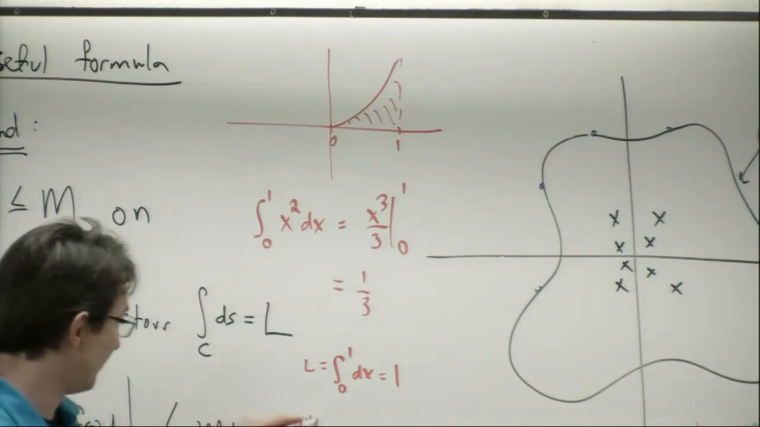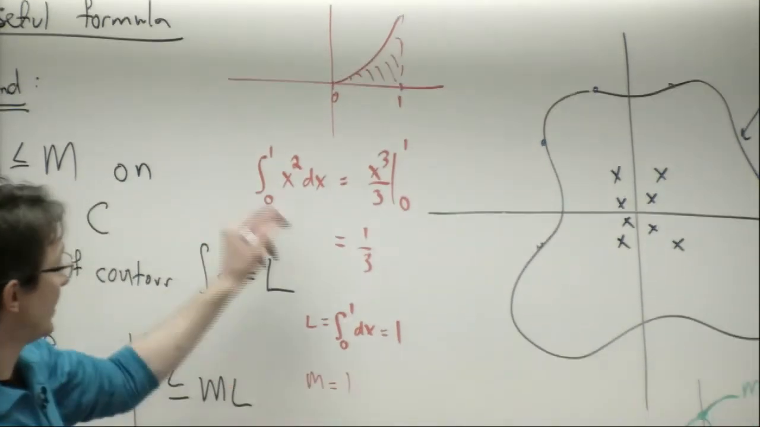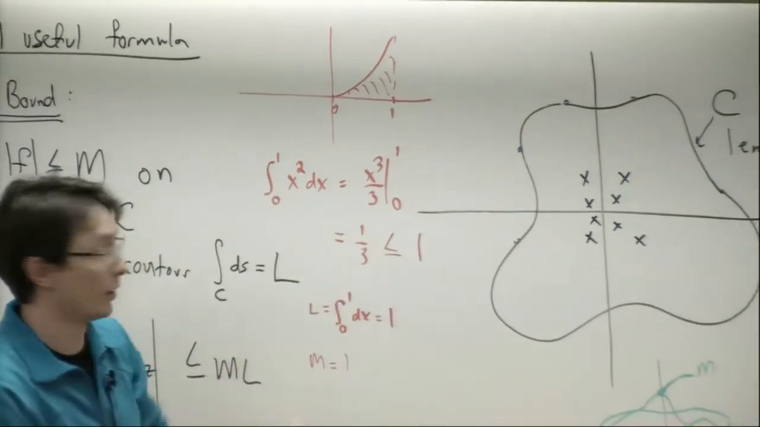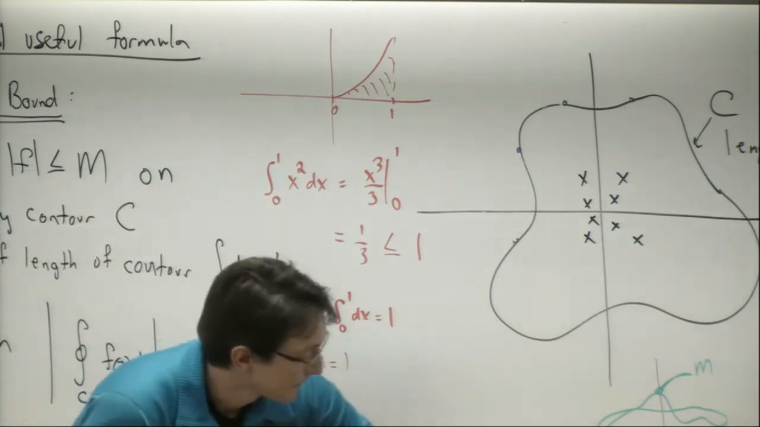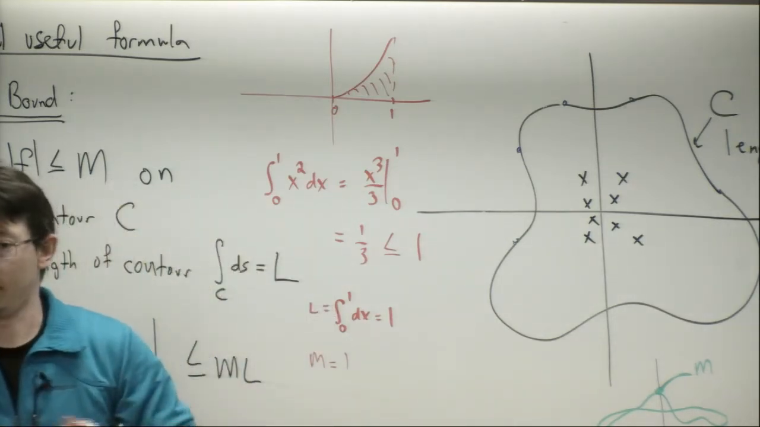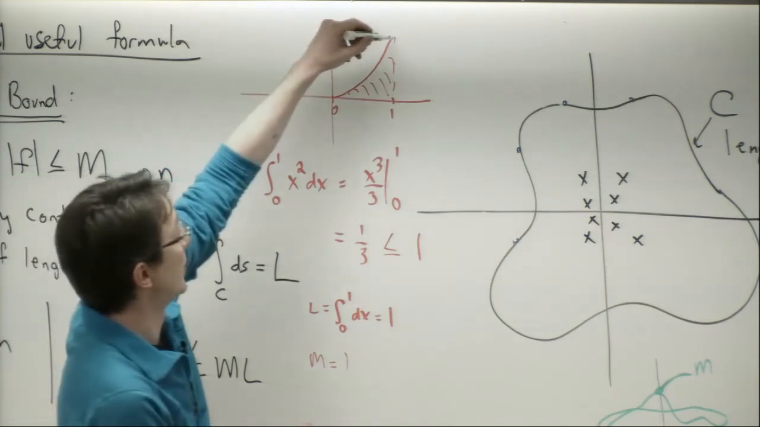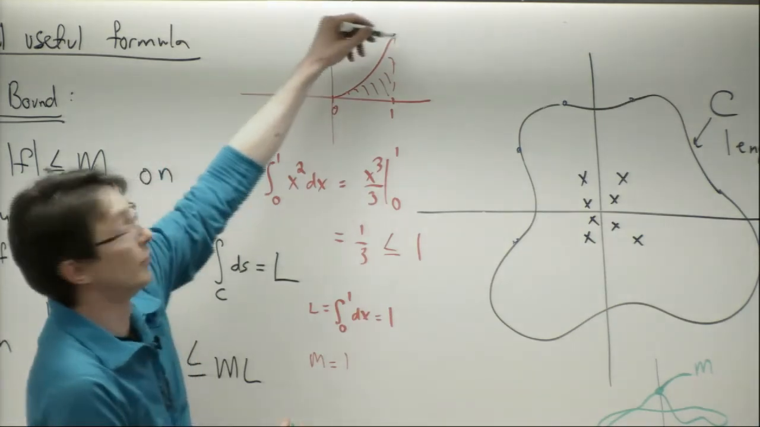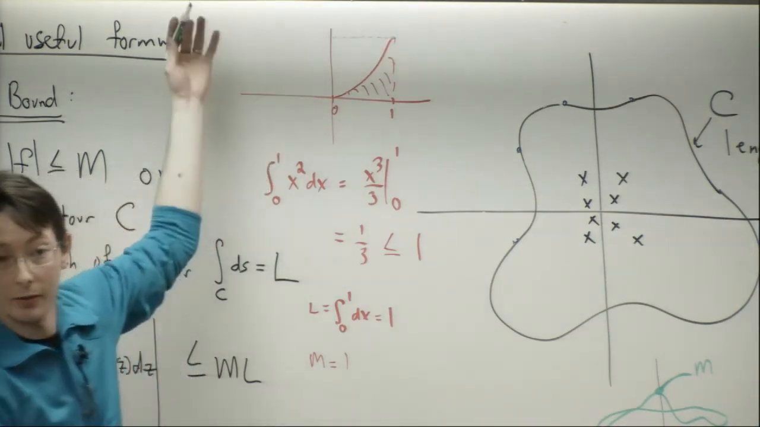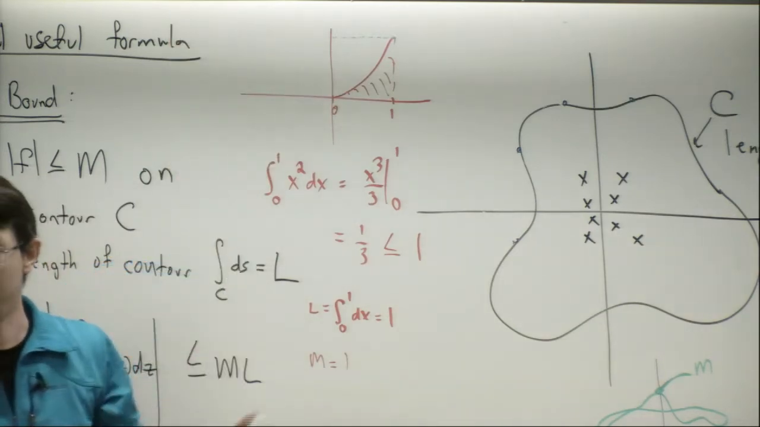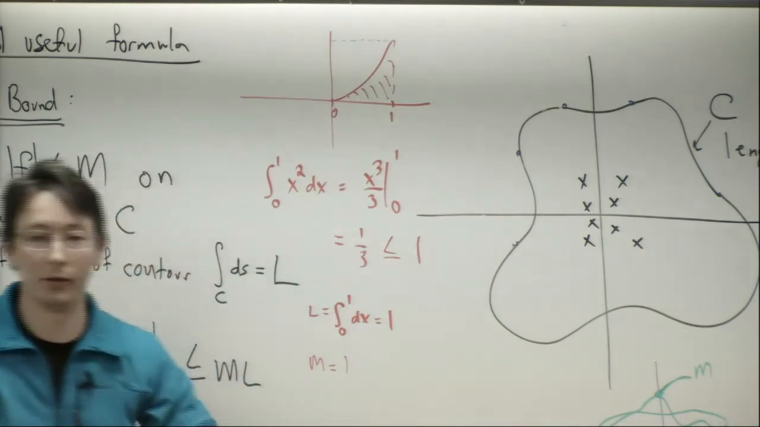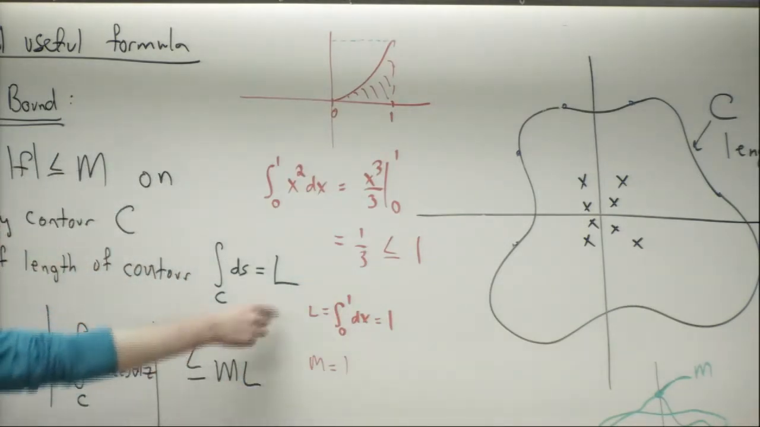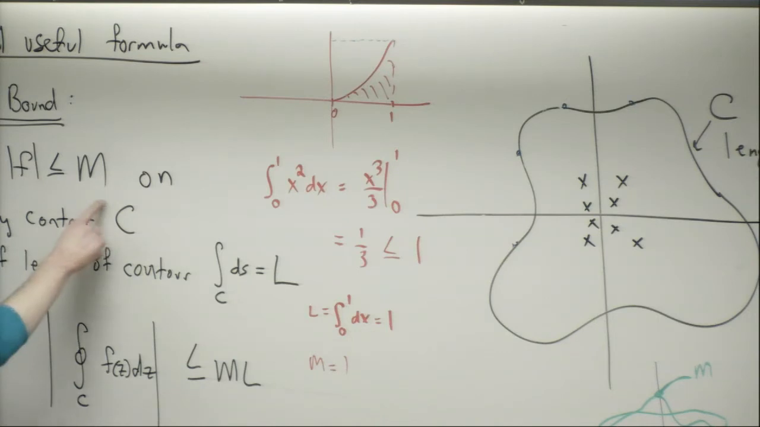So m is equal to 1. And this integral, of course, is less than or equal to 1 times 1, m times L. That makes sense, right? The worst case bound for this integral is if the whole function was equal to its biggest value on the whole domain, in which case the area would be equal to m times L, which is 1. This is just exactly what we're doing here in the complex plane. We've just done it using a fancy contour integral and a complex valued function. Same deal.